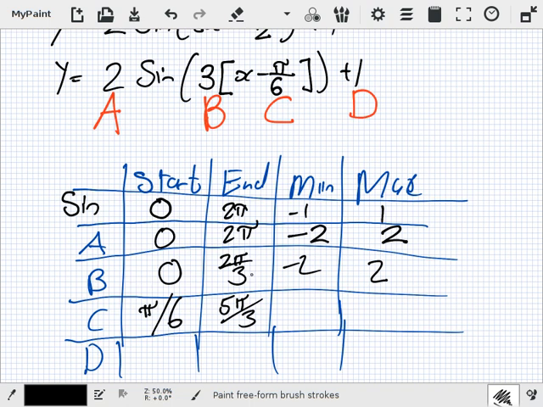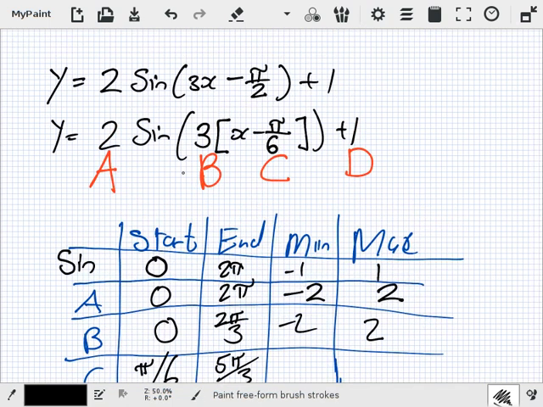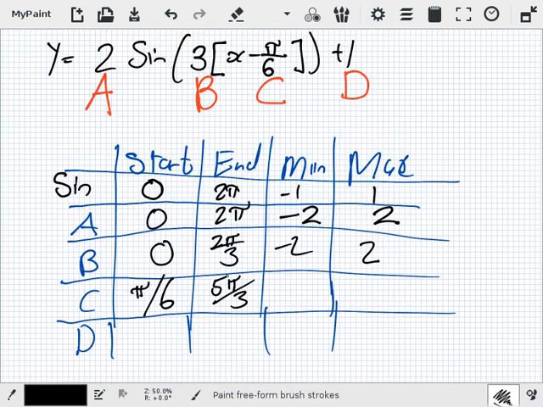Why don't you distribute the 3? No, I deliberately took the 3 out because of the discussion I had earlier about the transformations. It only works if the equation is in this form, where the B multiplies the entire angle, not just a part of the angle. I think it's 5 over 6. 5 over 6 pi.